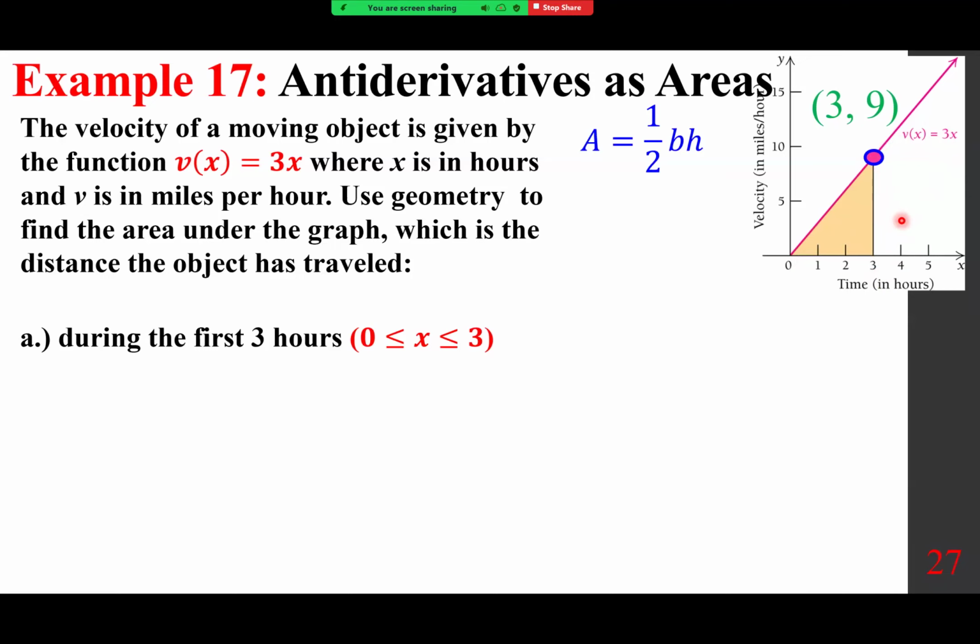This is not to scale, class. This distance is 3, this distance is 9. As you know, it's a right triangle, so the base and the height would be the legs, half of 3 times 9, 27 halves, or 13.5 miles.